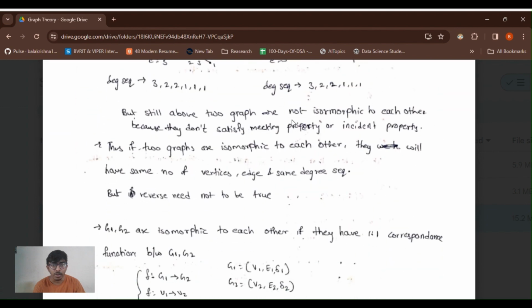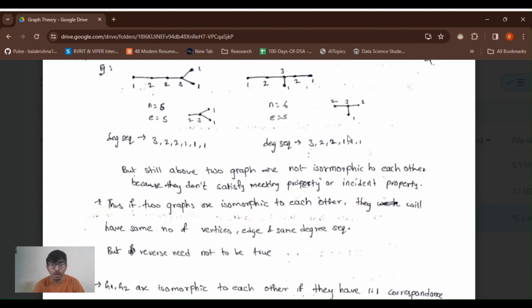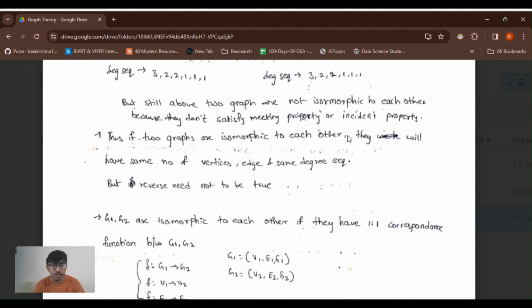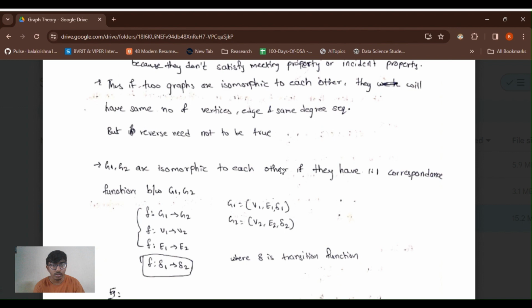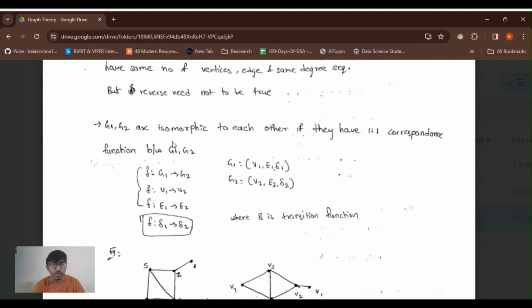But still the above graphs are not isomorphic to each other because they don't satisfy the adjacency property or incidence property. Thus, if two graphs are isomorphic to each other, they will have the same number of vertices, edges, or same degree sequence. But the reverse need not be true. So G1 and G2 are isomorphic to each other if there is a one-to-one correspondence function between G1 and G2.